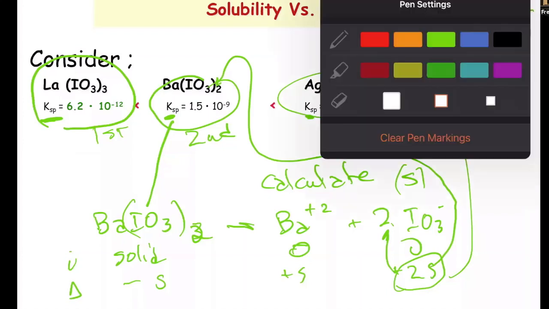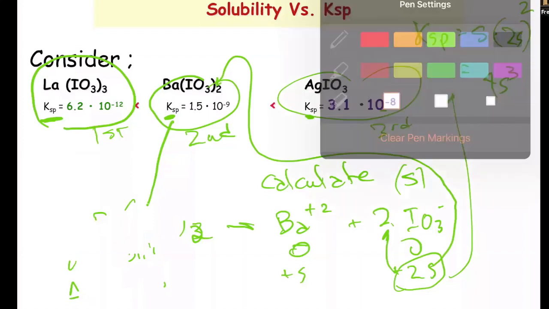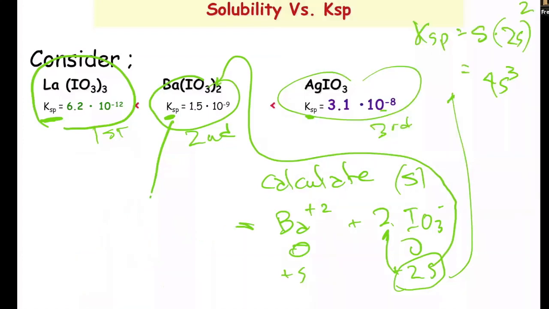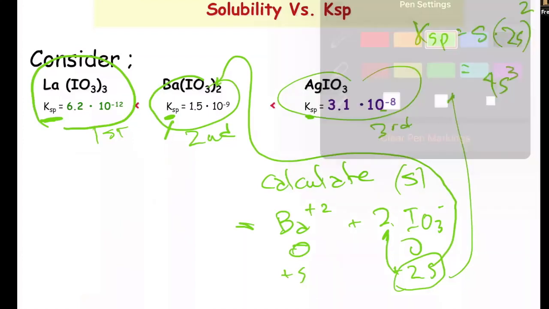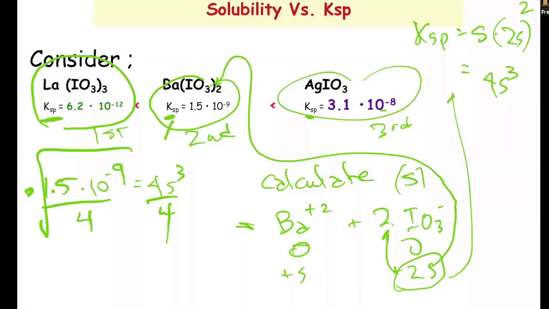Let me clear this real quick. You guys should know how to do this type of math problem. If not, you need to practice. You can say that the KSP, which is 1.5 times 10 to the minus 9, equals 4S cubed. We divide by 4 on both sides. We take the cube root, and that is equal to S.